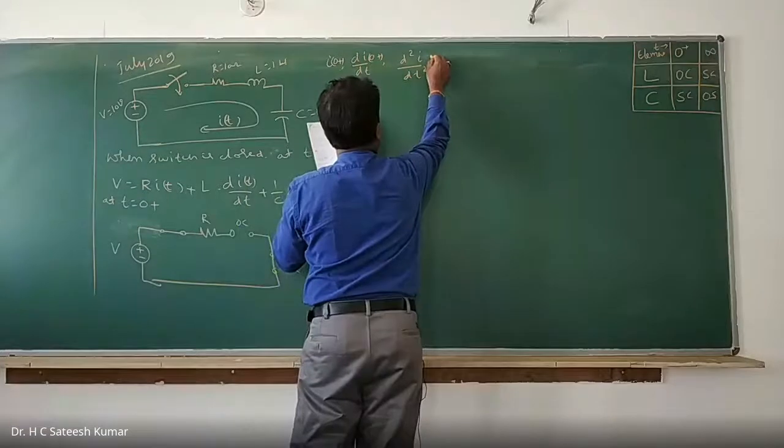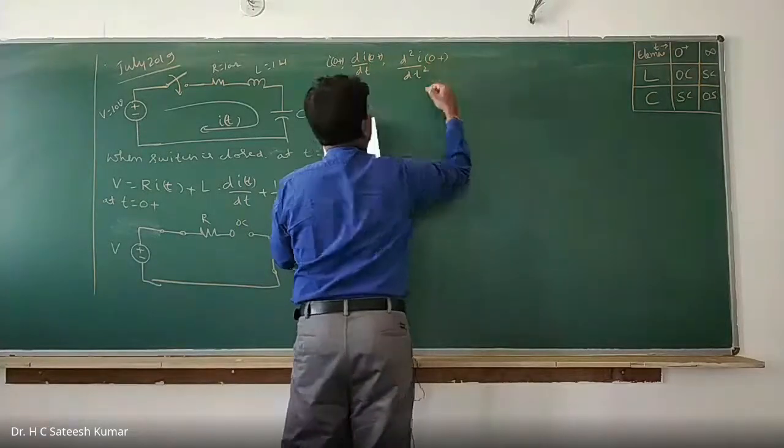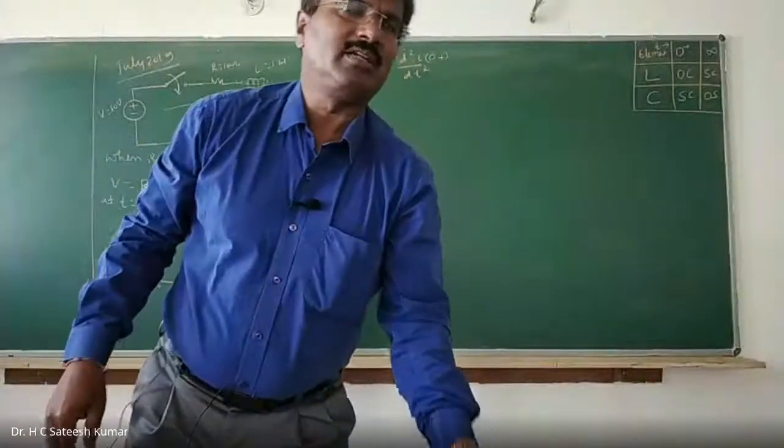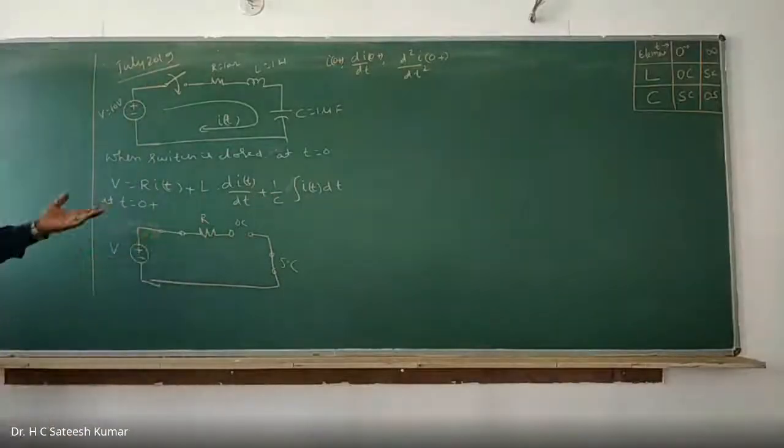d squared I divided by dt square at 0 plus. So t is equal to 0 plus. These things we need to find out. Very easy one. You can easily do it, and it will not take more than 5 minutes. Such an easy question is this one.